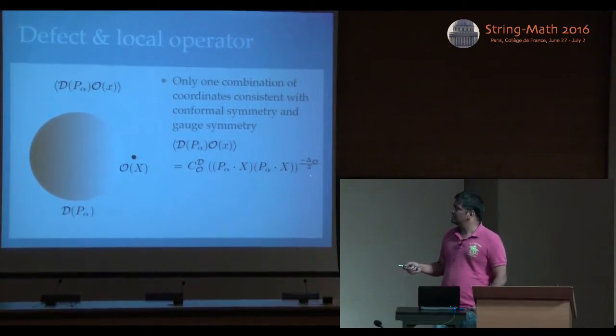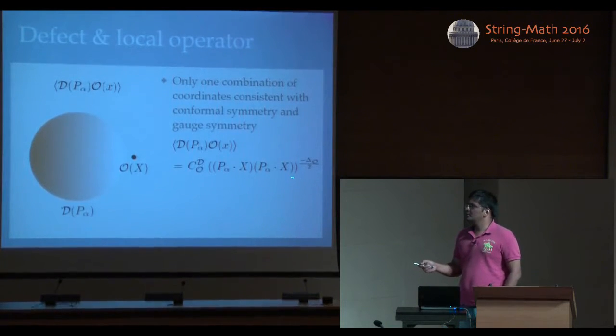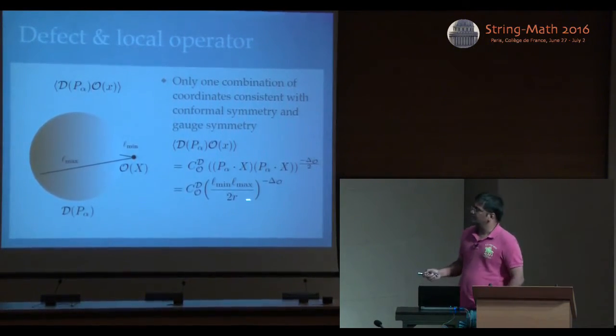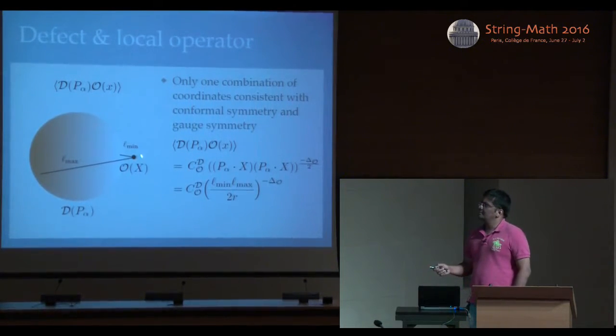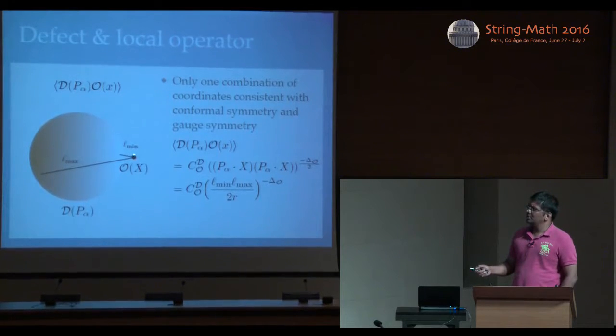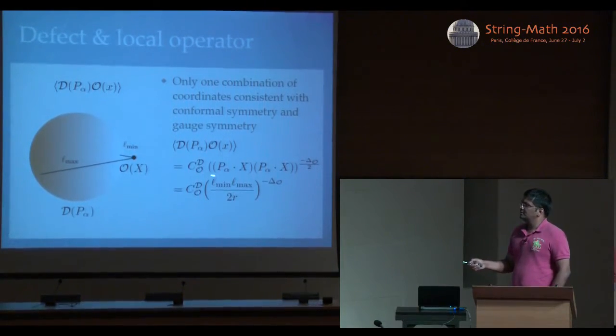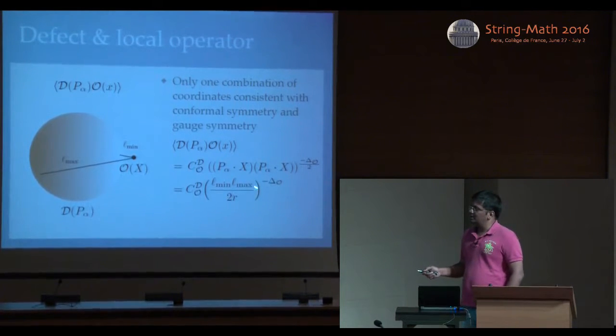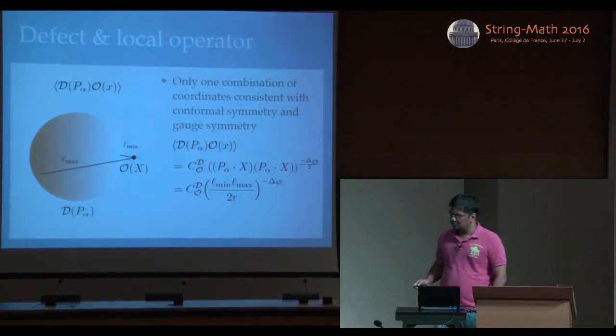D is the label for the defect and O is the label for the local operator. Now, this is slightly obscure. You don't quite know what's going on in real space. You can translate it, and this means that if L_min and L_max are the minimum and maximum distances respectively of the local operator from the defect, the spherical defect, then the 2-point function is simply given by (L_min times L_max divided by 2r) to the power minus Delta_O, which is the conformal dimension.